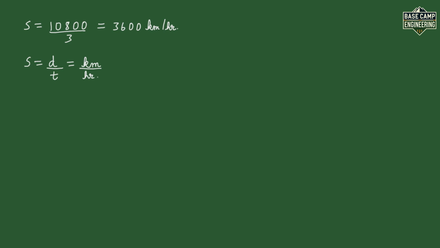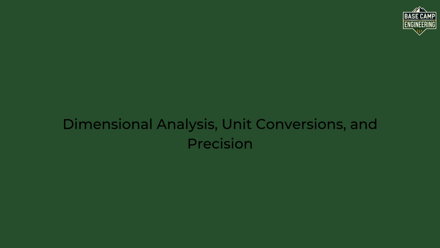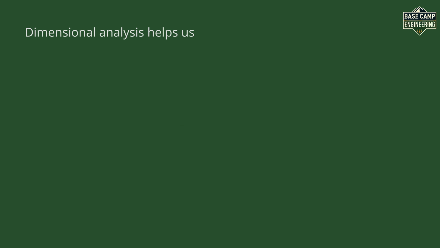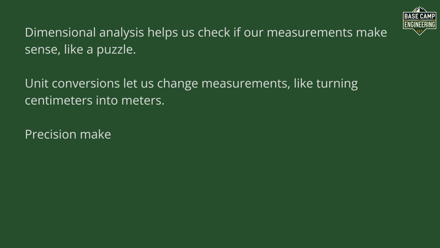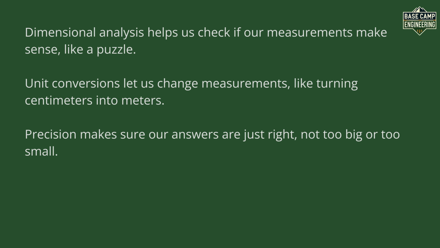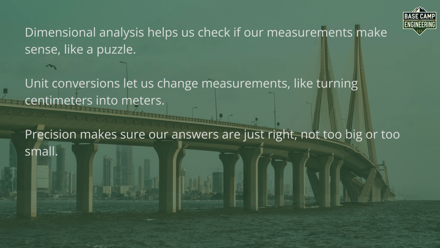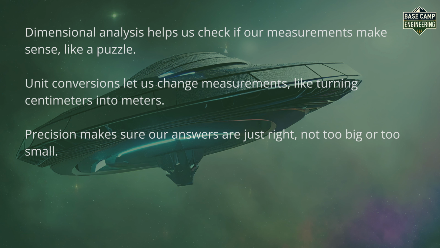Let's wrap up with some practice questions to test what you learned. We have learned so much about dimensional analysis, unit conversions, and precision in engineering calculations today. Let's go over what we discovered. Dimensional analysis helps us check if our measurements make sense, like a puzzle. Unit conversions let us change measurements, like turning centimeters into meters. Precision makes sure our answers are just right, not too big or too small. You have seen how engineers use these ideas to build bridges, launch spaceships, and help airplanes fly.